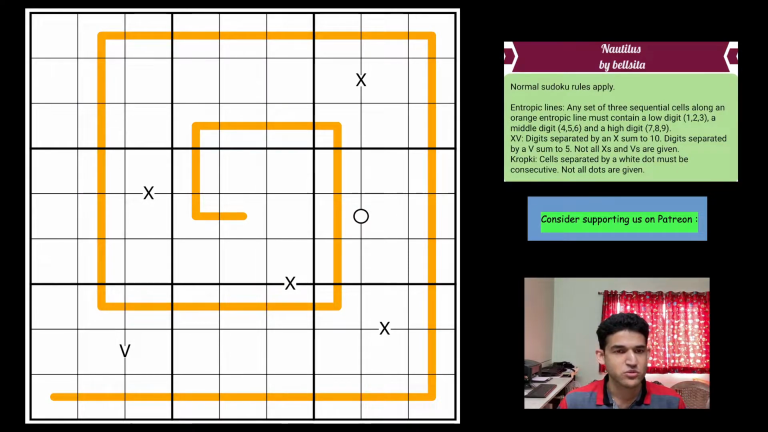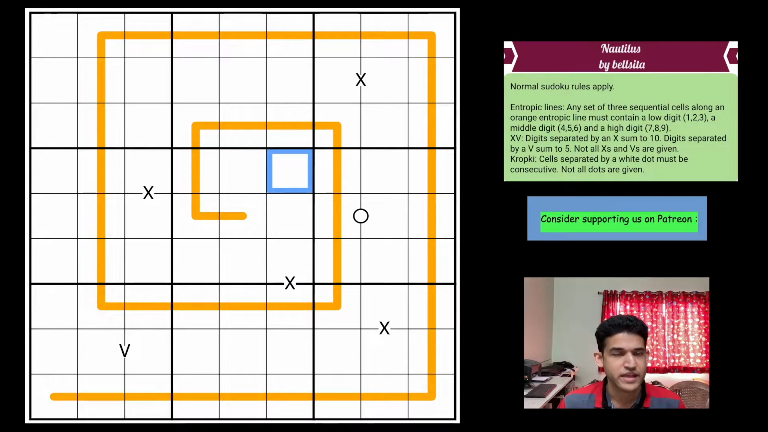It's a hybrid Sudoku variant. Normal classic rules apply. Each row, each column, and 3 by 3 box in the grid has digits from 1 to 9. Then you have entropic lines. So any set of 3 sequential cells along the orange entropic line must contain a low digit, a middle digit, and a high digit. Easy enough.